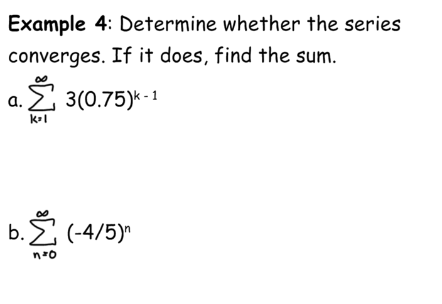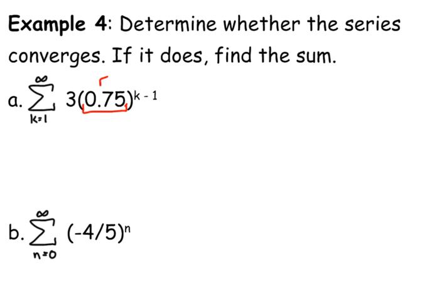All right, so let's look at the equation and zoom in on what the important part is. This is the important part right here. 0.75 is the common ratio. So that is less than 1. So this one converges. So we need the first term and the common ratio to plug into our equation.